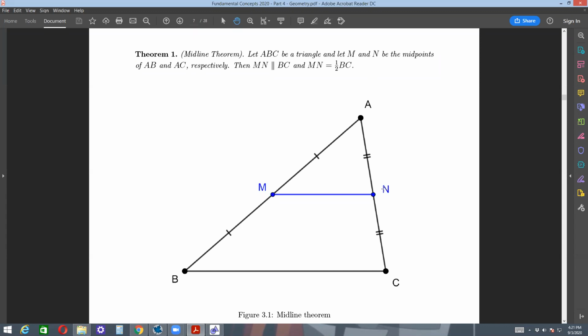Okay, I'll have to think about that a little bit. But basically, if M and N are midpoints, then this thing is true: MN is parallel to BC and MN is half of BC.